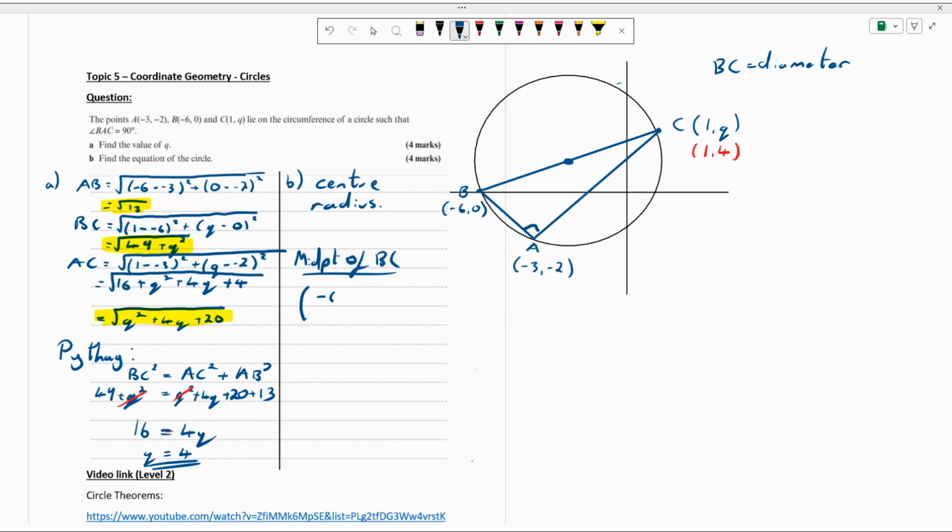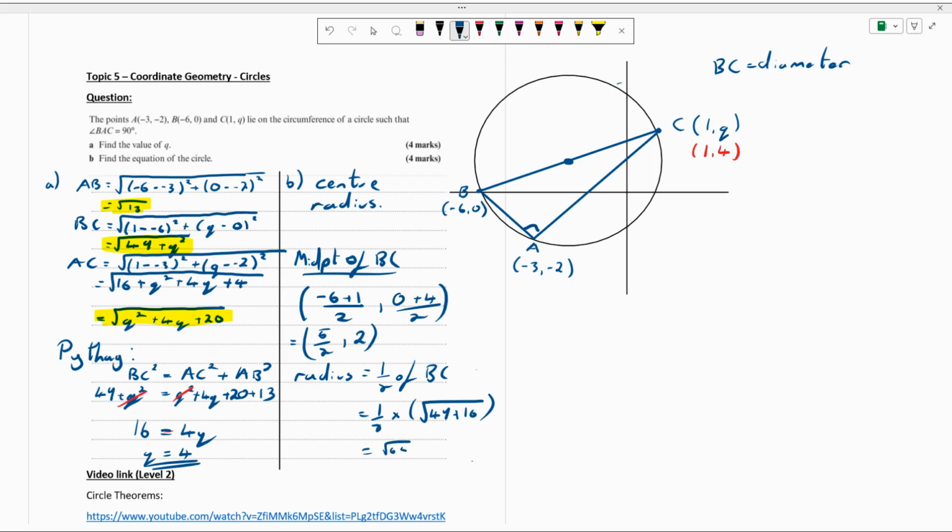So I've got a midpoint here. That should be -6 plus 1 all over 2. And then my y coordinate should be 0 plus 4 all over 2. Okay, if I do this, this could be -5 over 2 or -2.5. If you've got that instead, that's fine. And then 2. Okay, that's my centre. Now the other thing I need is the radius. Now the radius should be half of BC, which should be a half times the length which I go over there. So 49 plus Q squared, so plus 16. Okay, if I plug that into my calculator, I get root 65 over 2. Okay, so I've got my two bits. There's my centre, there's my radius.